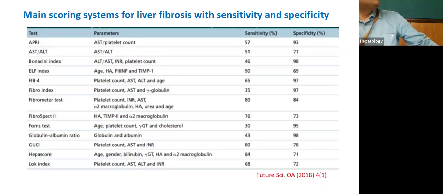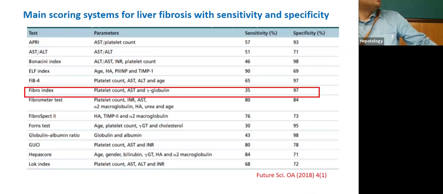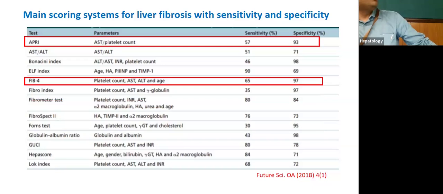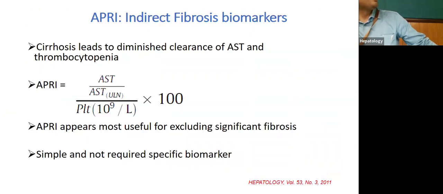So there are various scoring systems for liver fibrosis with different sensitivity and specificity. I'll just talk about the clinically relevant ones. The most clinically relevant and the easiest to do is the APRI score, which utilizes only AST and platelet count. The second one is FIB-4, which utilizes platelet count, AST, ALT, and age. And then there are certain scores which are based on direct biomarkers, of which we have the ELF score, FibroSpect, and a lot of them, but ELF score and FibroSpect 2 are the most studied ones. We'll see a few of them in detail in subsequent slides.